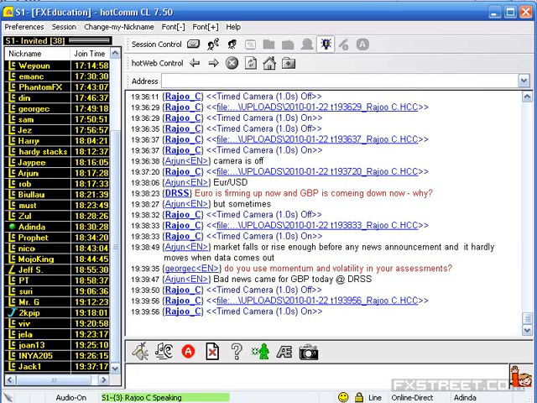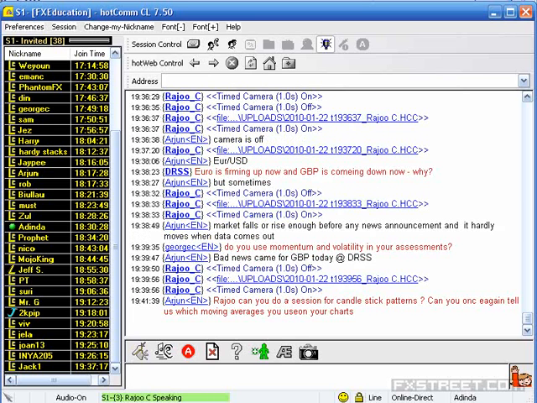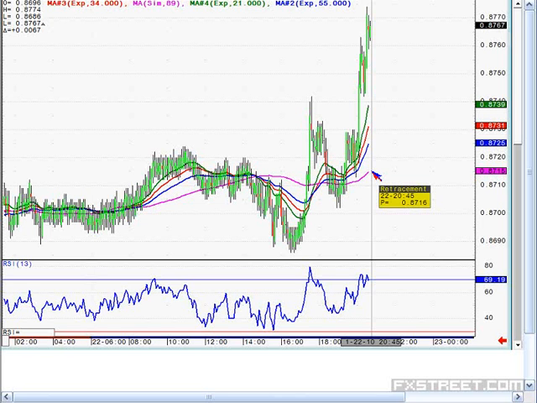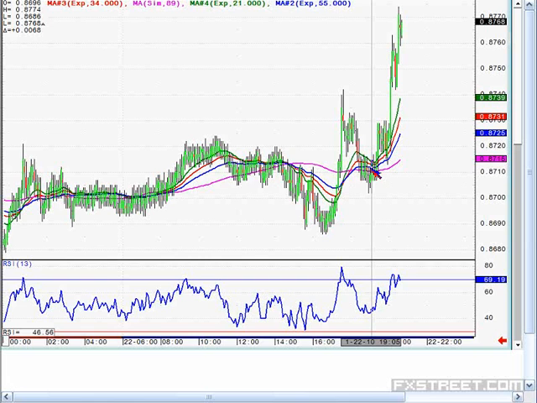Okay, the next question: do you use momentum and volatility in your assessment? See, I mainly use a price following strategy, right? And basically the tools which I use are Gann numbers, Fibonacci numbers, trend channels, and different pitchforks. These are the tools which I use to generate the numbers.